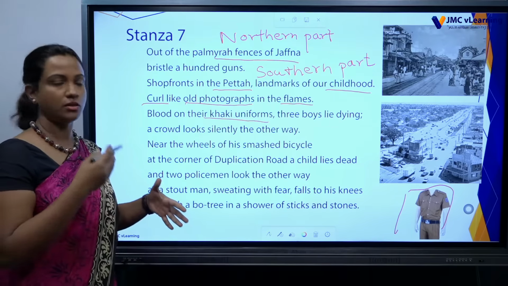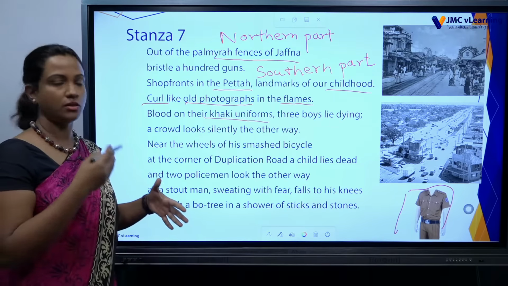A crowd looks silently. There's a crowd there. They look the other way. They are not looking at these. There's blood on the khaki uniform, 3 boys lie dying, but this crowd is not looking at them. What do you think they are? They are helpless. They can't do anything about it. That's why they are turning their heads away.